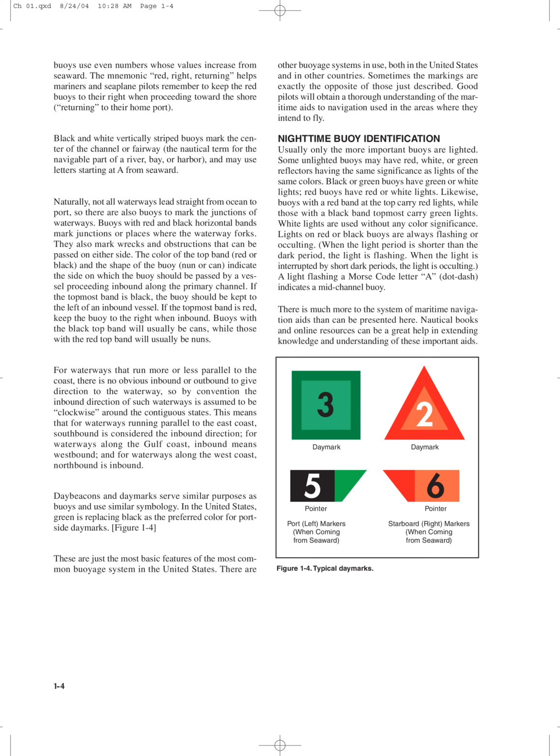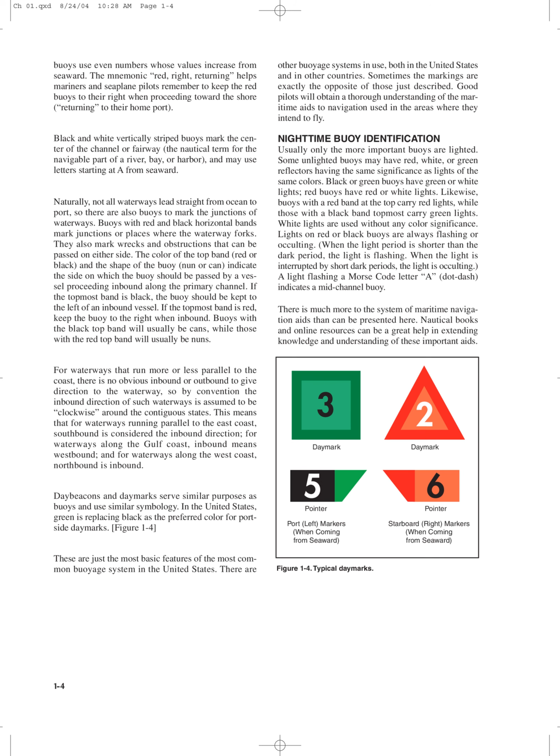Naturally, not all waterways lead straight from ocean to port, so there are also buoys to mark the junctions of waterways. Buoys with red and black horizontal bands mark junctions or places where the waterway forks. They also mark wrecks and obstructions that can be passed on either side. The color of the top band, red or black, and the shape of the buoy, nun or can, indicate the side on which the buoy should be passed by a vessel proceeding inbound along the primary channel. If the topmost band is black, the buoy should be kept to the left of an inbound vessel. If the topmost band is red, keep the buoy to the right when inbound. Buoys with the black top band will usually be cans, while those with the red top band will usually be nuns.